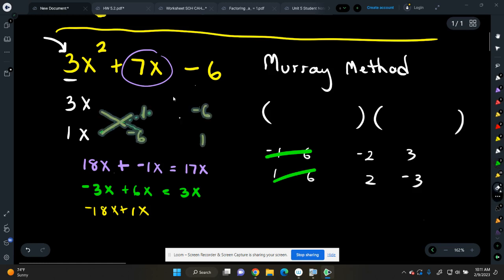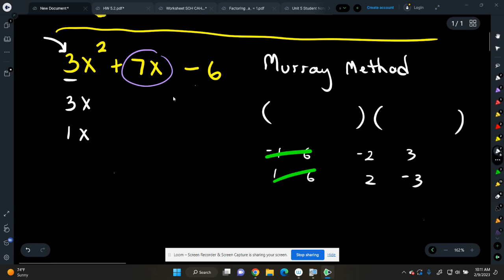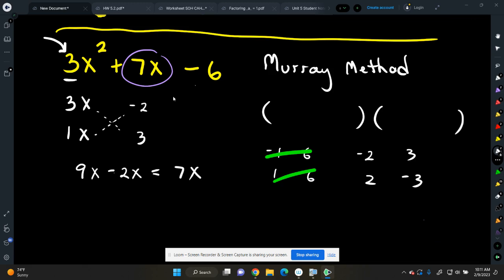So this takes time and it takes patience, especially when you're first learning it. Once you do it for a little bit, it's going to get very quick for you. Okay. So let's try the negative 2 and 3 and see if that works, because that's the next one on my list. So we're going to cross multiply to check it. What's 3x times 3? 9x. What's x times negative 2? Negative 2x. What does this add up to? Does that one work? Yes, I need it to add up to 7x.